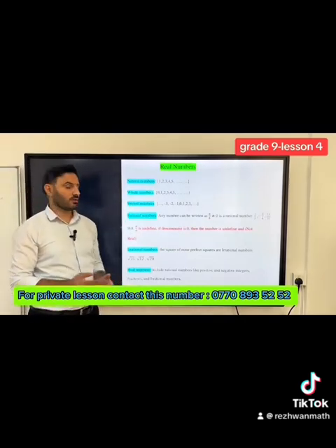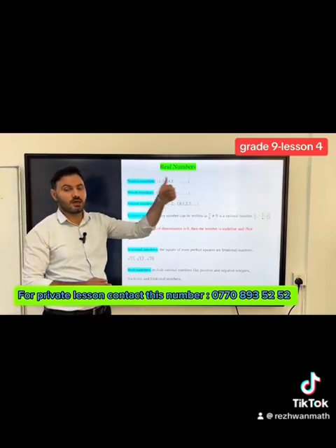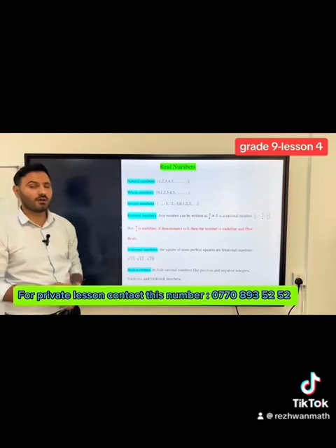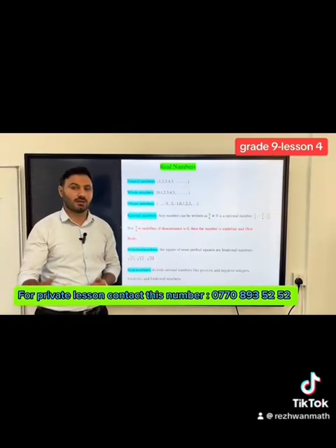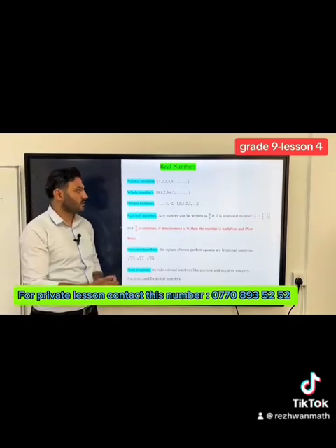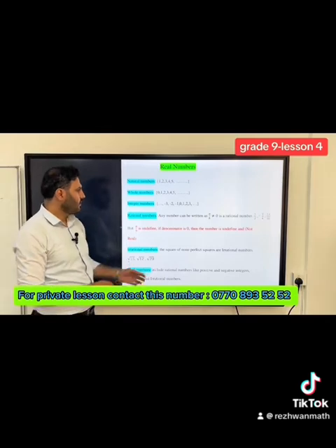And what's a whole number? Whole numbers start with 0 until positive infinity. The difference between natural numbers and whole numbers is that natural numbers start with 1 until positive infinity, and whole numbers start with 0 until positive infinity. Okay.